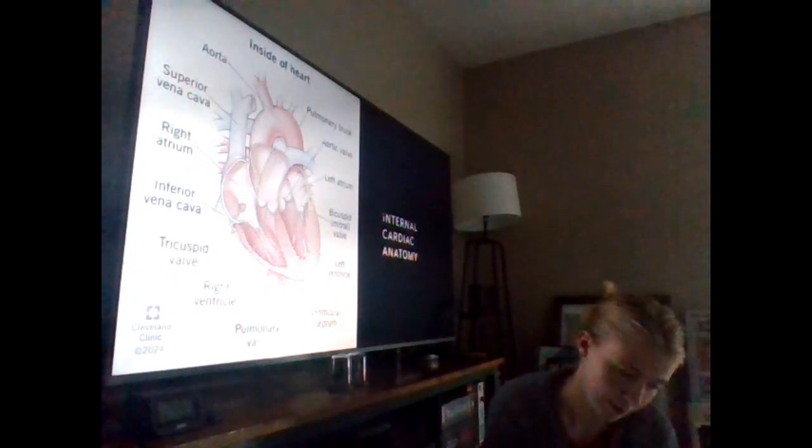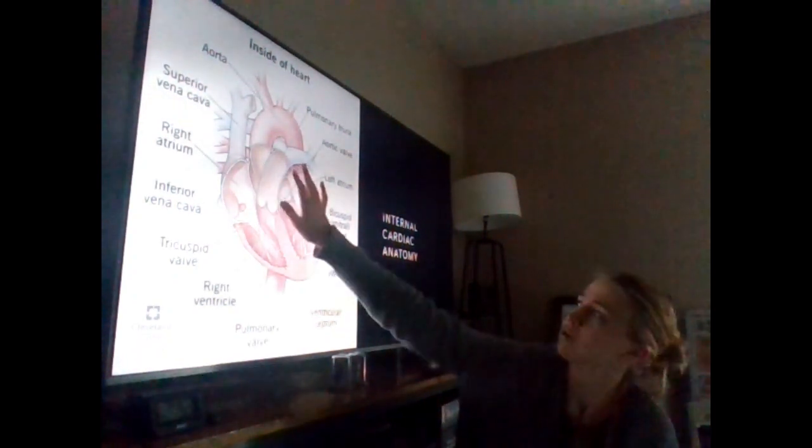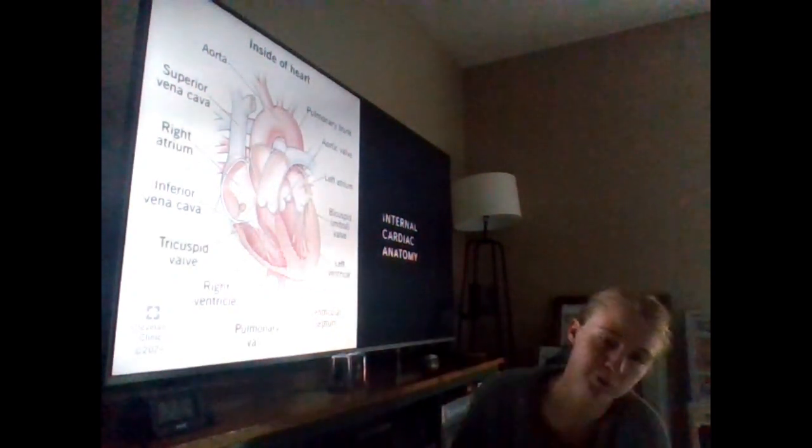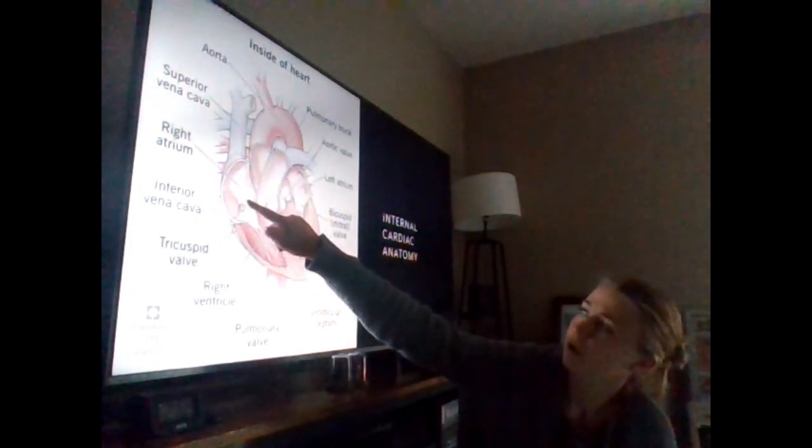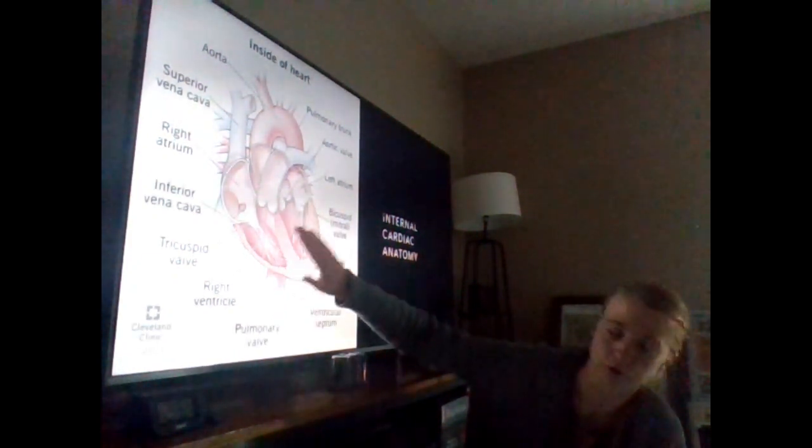Your heart has four chambers, 1, 2, 3, 4, separated into two categories. You have your atria and your ventricles.